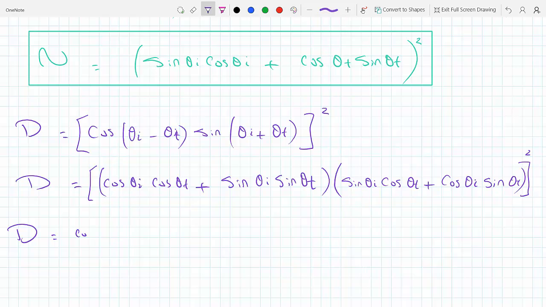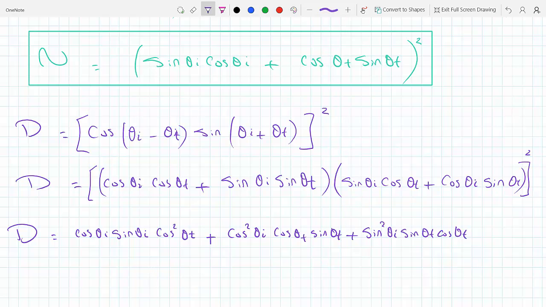so we get cosine theta I, sine theta I, cosine squared theta t, plus cosine squared theta I. So I'm distributing these two inside terms, cosine theta t, sine theta t, plus sine squared theta I, sine theta t, cosine theta t, plus, let's try to squeeze the last one here, sine squared theta t, sine theta I, cosine theta I. Okay, and this whole thing here is squared.